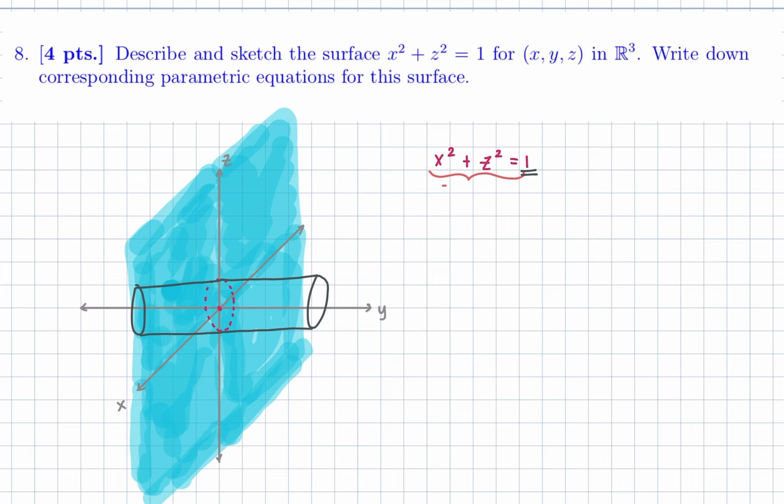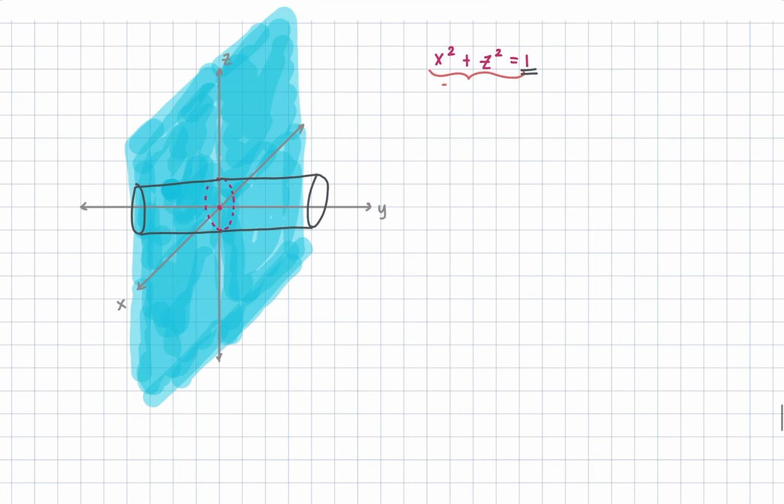Okay, now that we're done with part 1, let's move on to the second part of the problem, which asks us to write down the parametric equations for this surface. For a circle, x squared plus z squared equals 1, we can use the trig parametrization. So x equals cosine theta, and then z equals sine theta.